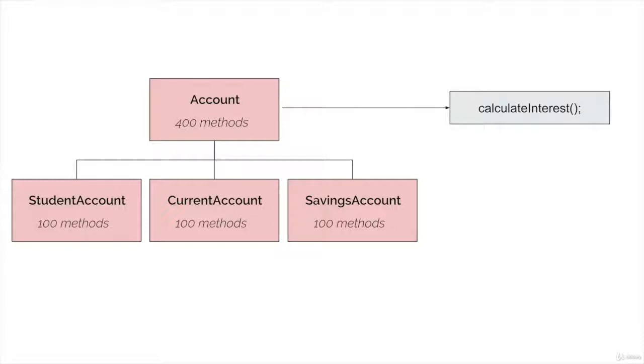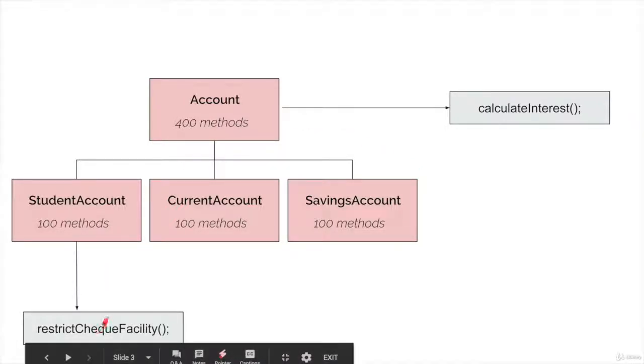Here I have written an example of a common method that is applicable for all the three classes, which is calculate interest. You have to calculate interest for all types of accounts, so you can move this calculate interest method to the parent class. And some child specific method, like for example restrict check facility.